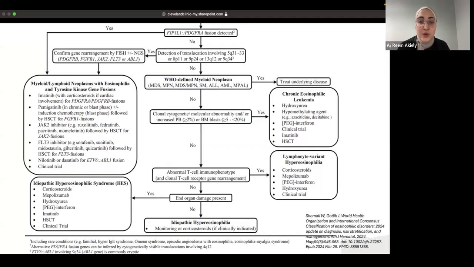And then lastly, if there is no end organ damage, but there is idiopathic hypereosinophilia without a clear cause, then some reports have suggested a monitoring or watchful waiting approach if it's indicated, with close follow-up to make sure there is no development of end organ damage.